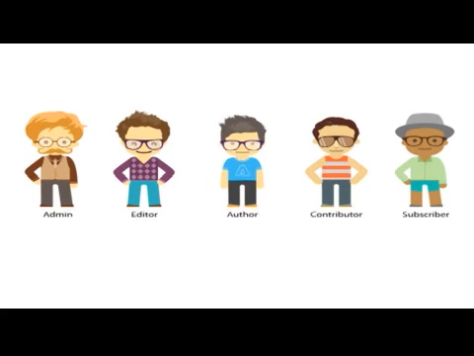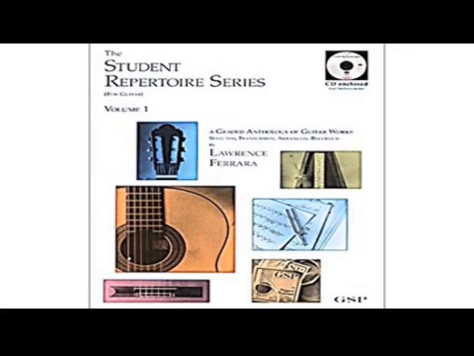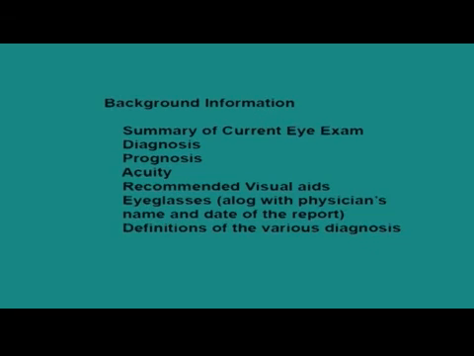Background information. The functional vision assessment should include the student's eye condition, that is, a summary of the current eye exam, diagnosis, prognosis, acuity, recommended visual aids if any, and eye glasses prescribed and when it is appropriate to wear them, along with the physician's name and the date of the report and definitions of various diagnoses.